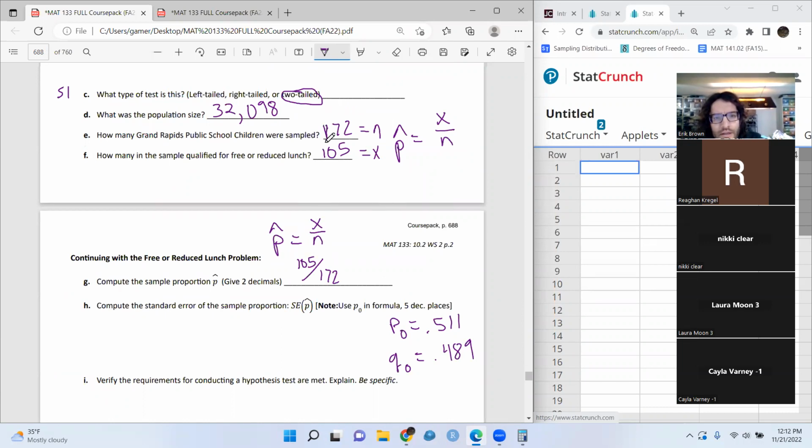And then the N we already identified up here, right? So the standard error of the P hat is equal to, really that feels like a typo, doesn't it? Because it's really the standard error of the P naught, but we're using this as the estimate, and it's a little wonky. So 0.511 times 0.489 divided by 172. Anyone have this number, so I don't have to type it in anywhere?